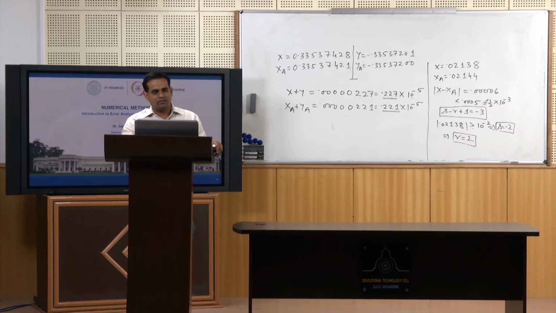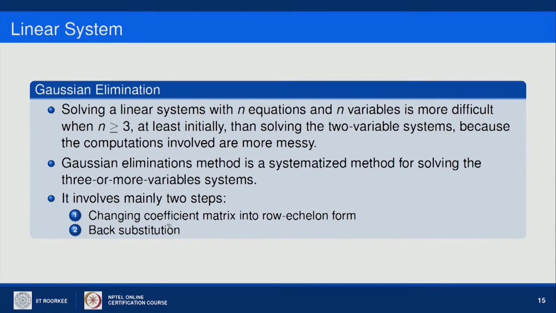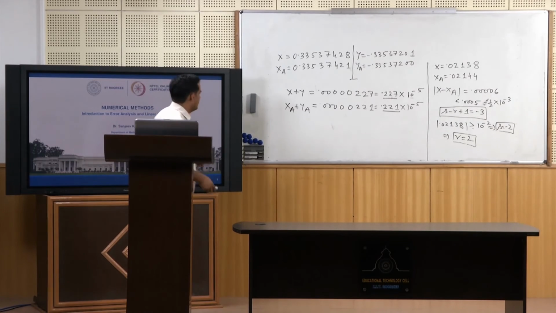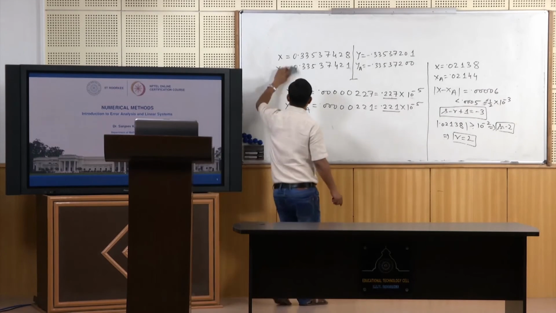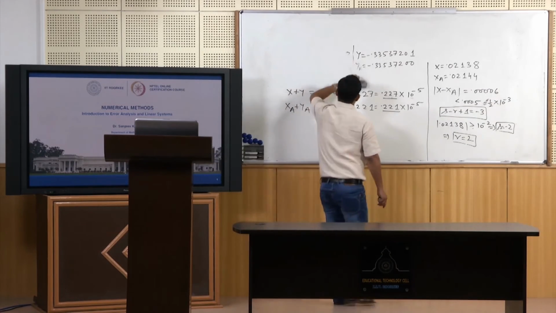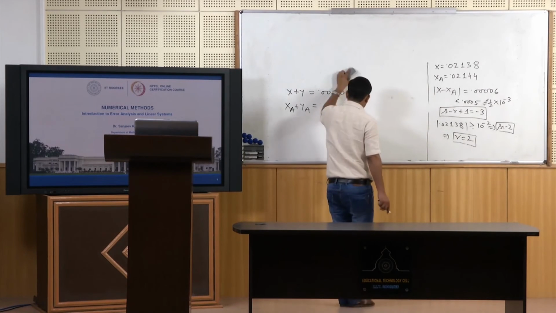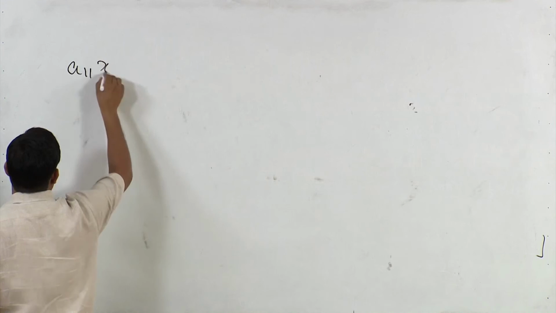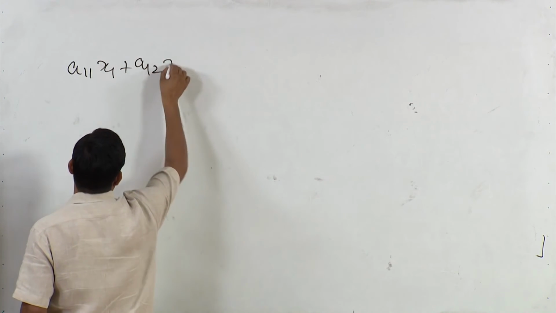It involves mainly 2 steps. The first one is changing the coefficient matrix into row echelon form. The coefficient matrix has the coefficients of unknown variables from different equations, and then finally back substitution. So, let us take an example of a 3 by 3 system to explain this particular method, and then we will solve an example of this. Suppose I have 3 equations. The first equation is like this.